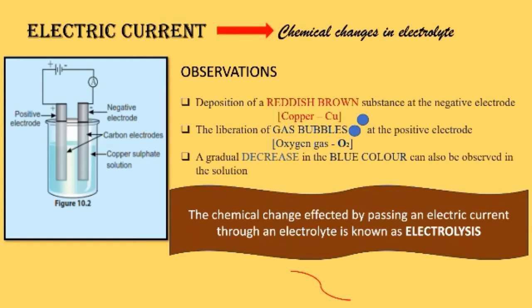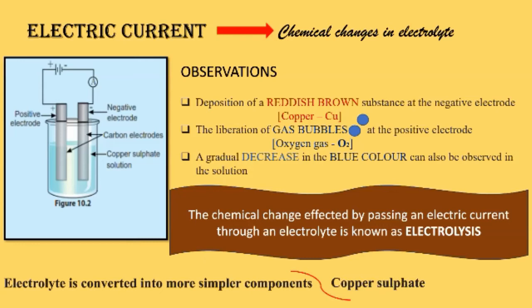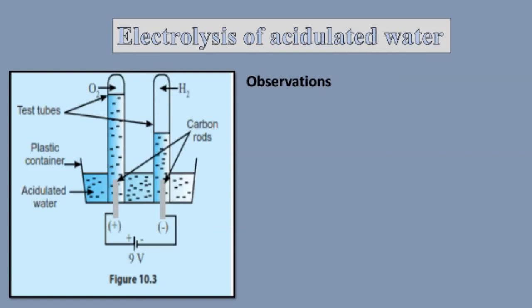So, the reddish-brown deposition on the negative electrode is copper. The gas bubbles evolved at the positive electrode are oxygen. The electrolyte is converted into simpler components in the process of electrolysis. In this experiment, copper sulfate, a compound, is converted into the simpler copper, and that copper is deposited at the negative electrode. Electrolysis of acidulated water.